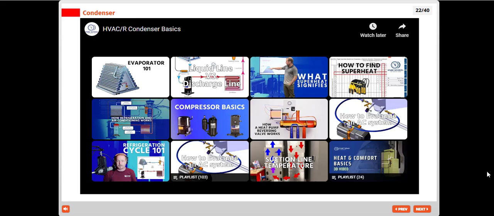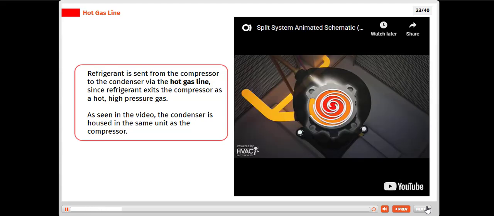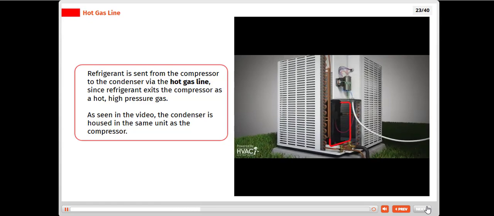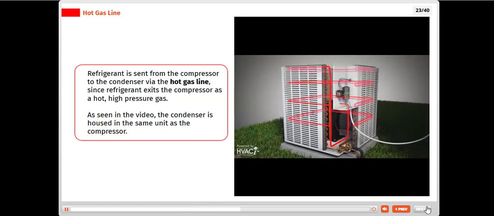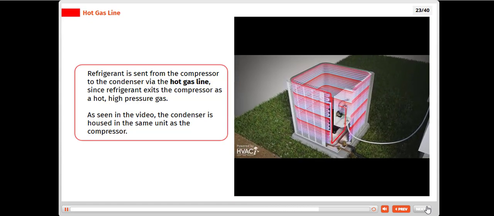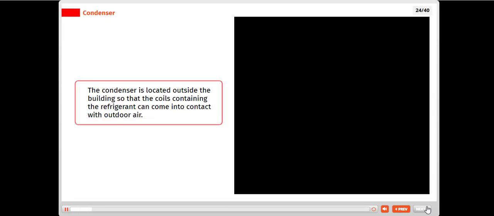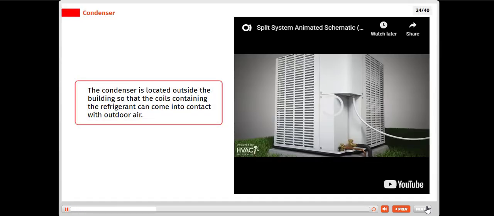Refrigerant is sent from the compressor to the condenser via the hot gas line, since refrigerant exits the compressor as a hot, high-pressure gas. As seen in the video, the condenser is housed in the same unit as the compressor. The condenser is located outside the building so that the coils containing the refrigerant can come into contact with outdoor air.